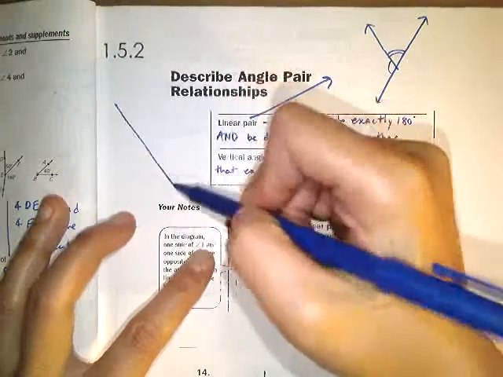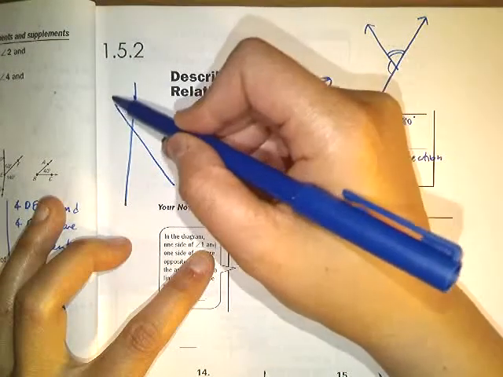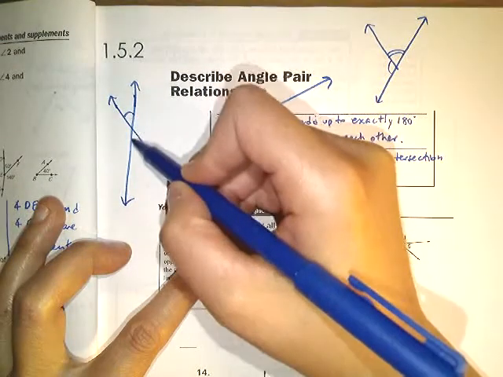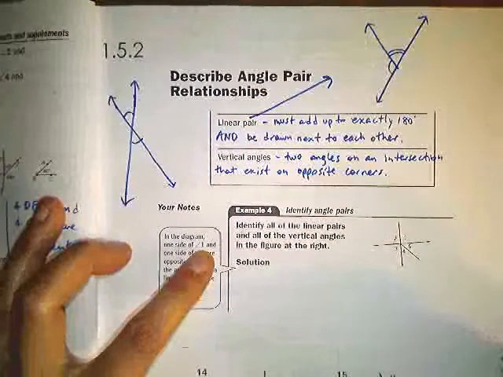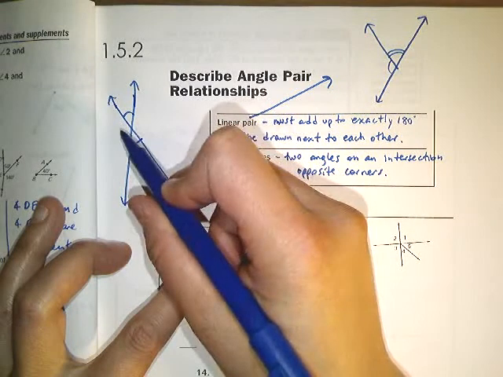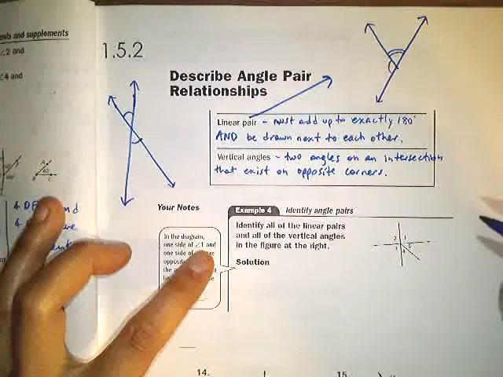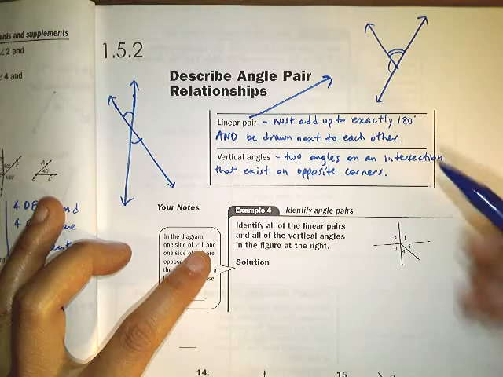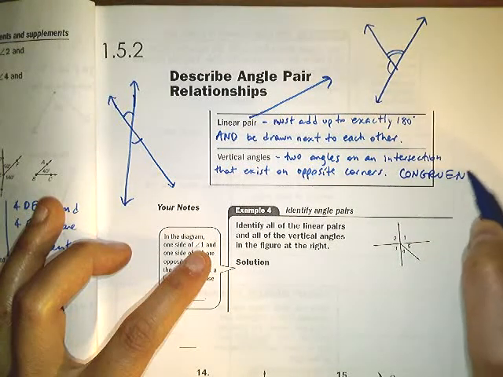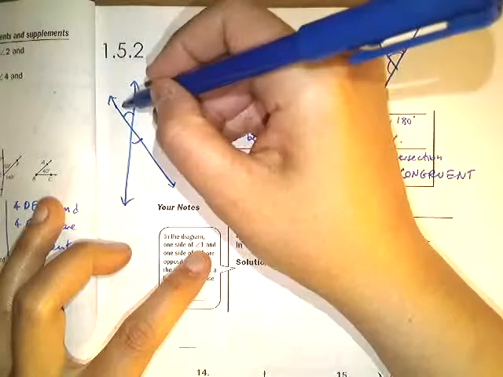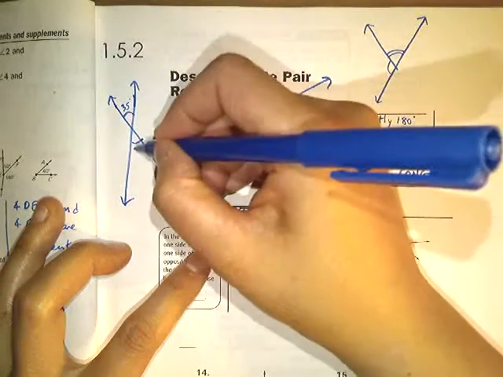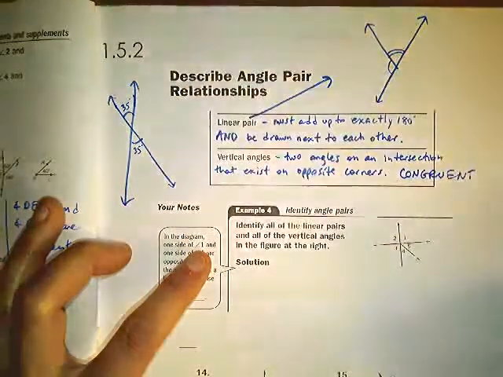So if I drew an intersection of two lines like that, then this angle and this angle would be a vertical pair. You'd call those two vertical angles. Or these two angles, this one and this one, are also a vertical pair. Vertical angles are congruent. That means they have the same measure. So if this one is 35 degrees up here, then if these are two straight lines, this one would also have to be 35 degrees down there.